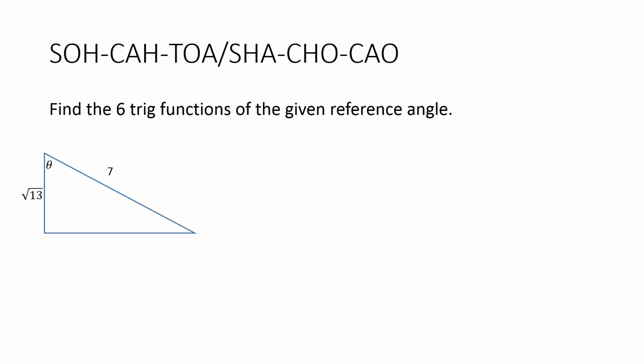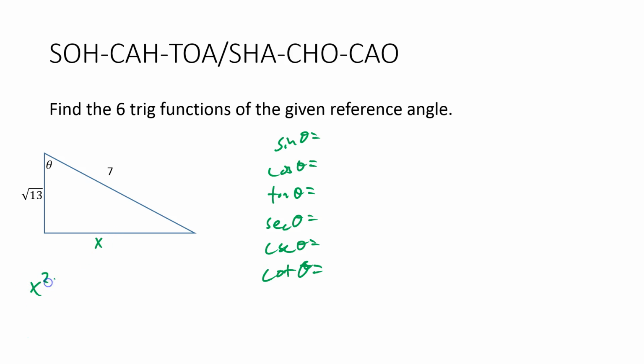So we're looking for the 6 trig functions of the given reference angle. So we have the 6 trig functions of theta: sine theta, cosine theta, tan theta, secant theta, cosecant theta, and cotangent theta. So we use SOHCAHTOA here. We need to find that last side first, so it's called x.